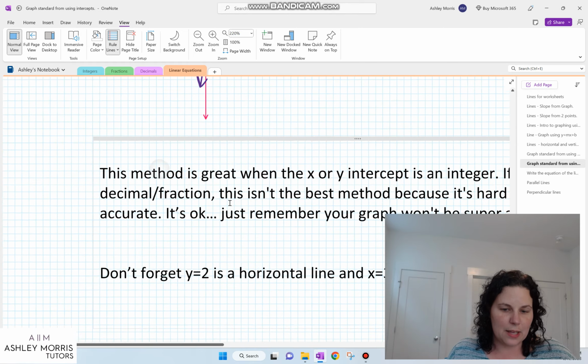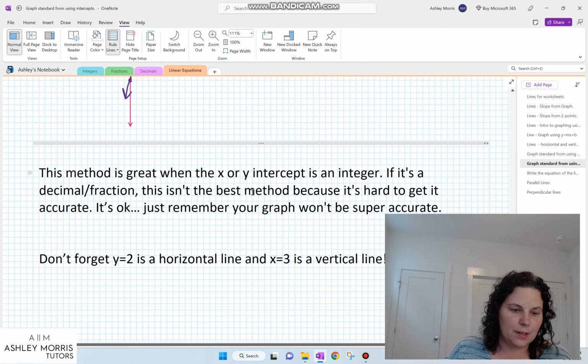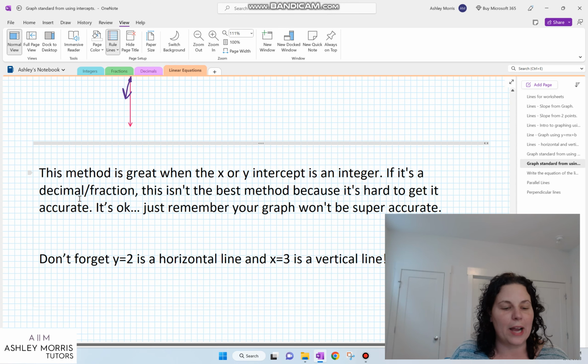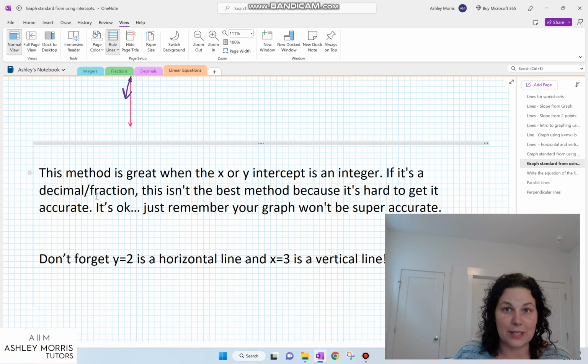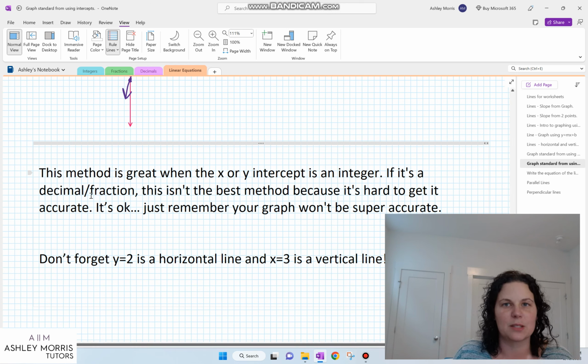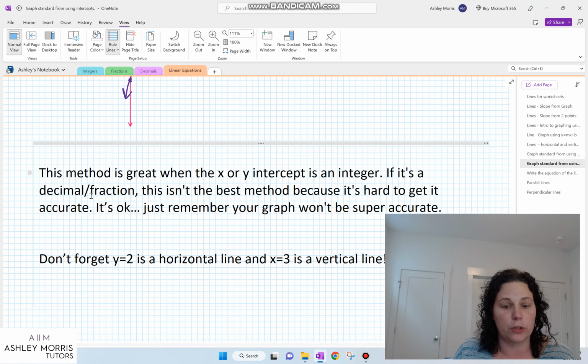So like I was saying, it's really great if they're integers. Again, it's not super accurate if you get fractions. So just be careful. I prefer doing this method usually if there's fractions or decimals because I'm not counting up and over with a fraction. Like I'm not going to 3.5 and then going up 2 to 5.5 and then over. That gets wonky for me. But graphing in general, when you have intercepts that are decimals and fractions, it's not going to be super accurate. So do the best you can and show all your work.